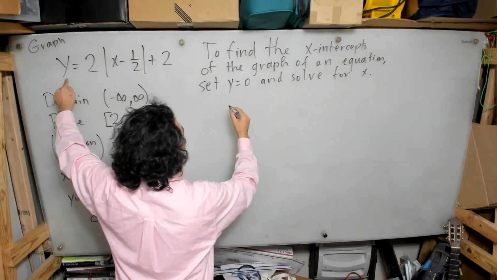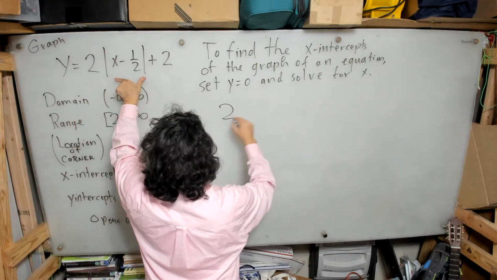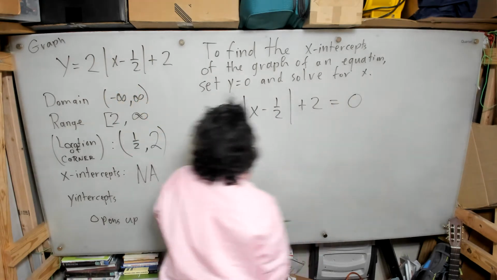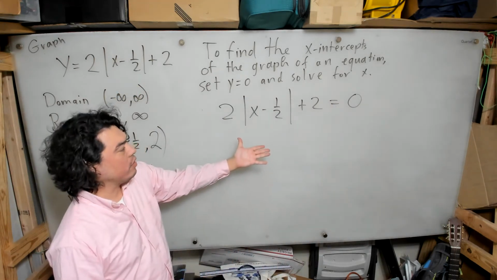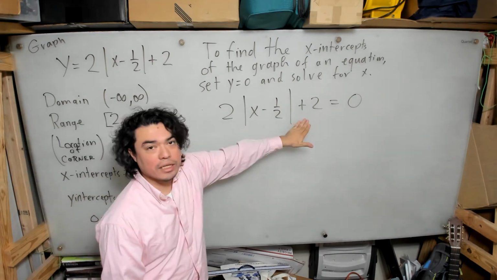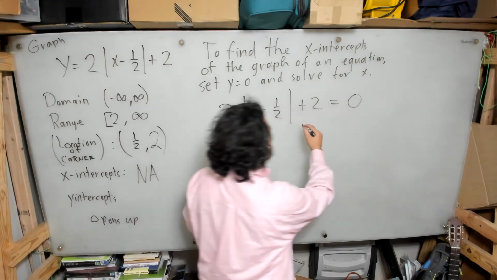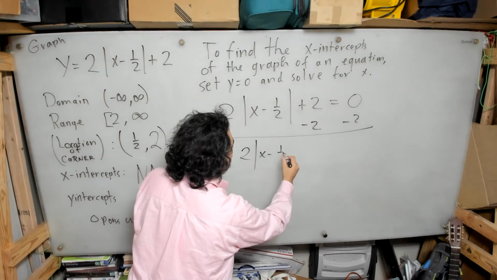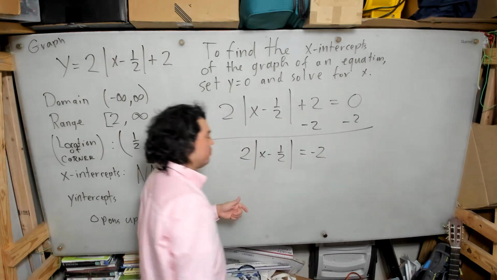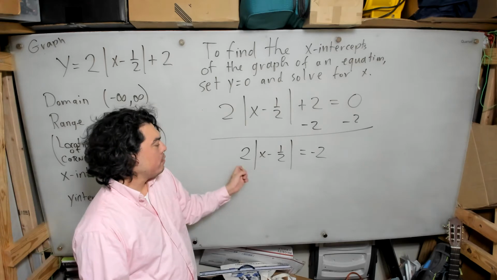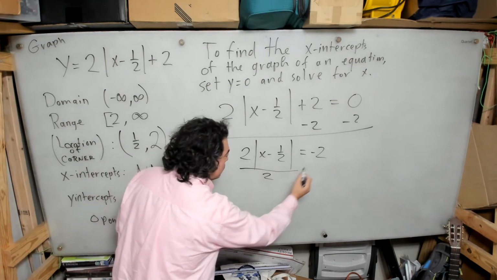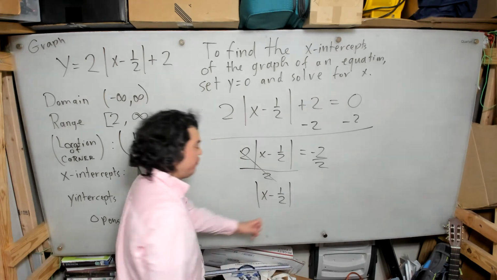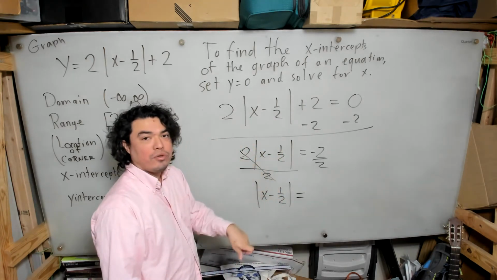So here, I'm going to set my y equals 0. Let me put this expression on the left, and then I'll put the 0 on the other side. I set my y equal to 0, and I'm going to try to solve for x now. First things first, I want to get this plus 2 to the other side. What am I going to do? I'm going to subtract 2, subtract 2. Aha. So I get 2 times the absolute value of x minus 1/2 is equal to negative 2. Is the absolute value term by itself? No. I'm going to divide both sides by 2. We can see that this is the absolute value of x minus 1/2 equals, what's negative 2 divided by 2? That's negative 1.